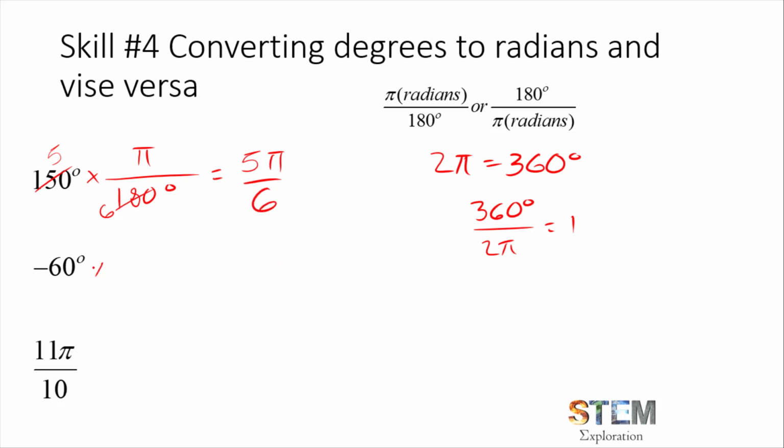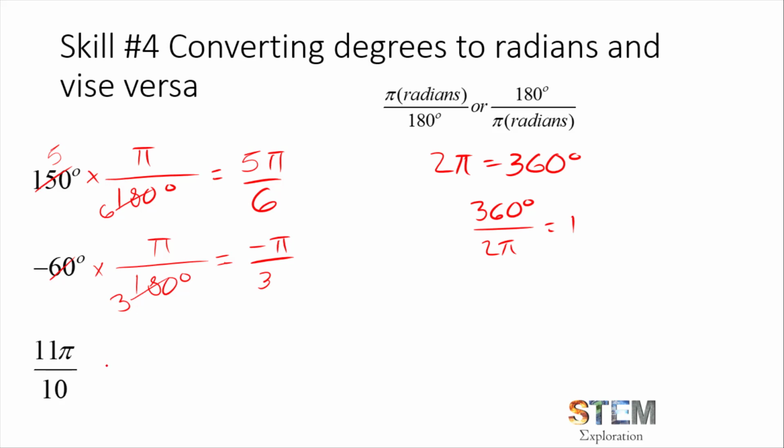Same can be done with negative degree values. Say we have negative 60 degrees. Again, we're going to do the same thing, 180 degrees to pi radians. Degrees is on the bottom because that's what we're going to cancel. 60 goes into 180 3 times. And you get your answer of negative pi over 3. And if you can't do it that fast in your head, that's okay. You can use your calculator and use your fraction to decimal changer tool, and it'll figure out some of that stuff for you.